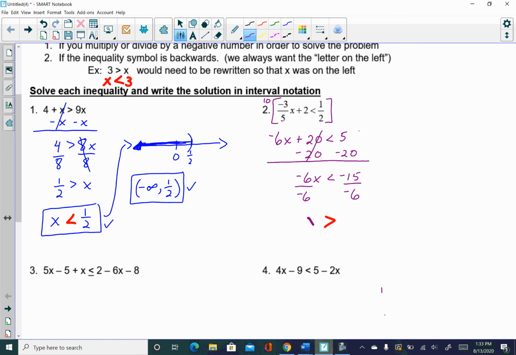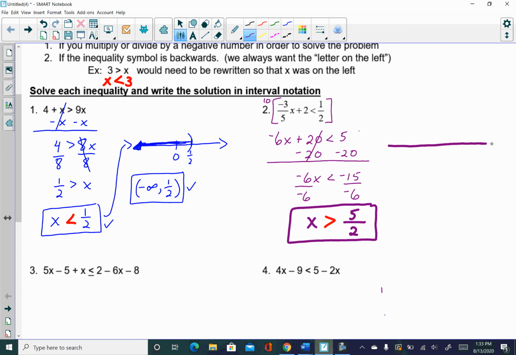I changed that inequality sign, so now I have x is negative over negative is going to give me a positive. And 15 over 6 can be reduced. 3 will go into both of those. So 15 divided by 3 is 5. 6 divided by 3 is 2. So x is greater than 5 halves. So that would be my final solution there.